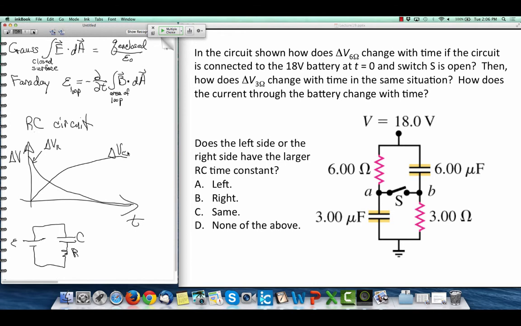The time constant of one of these circuits is called the RC time constant. If you multiply R times C, you'll find out that it has units of time. So my question for you: does the left-hand side or the right-hand side have the larger RC time constant?